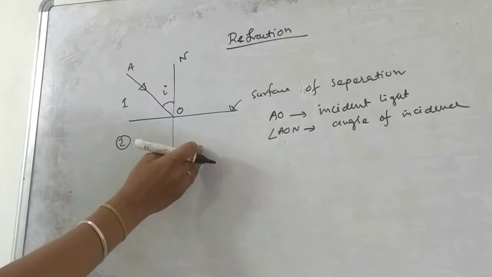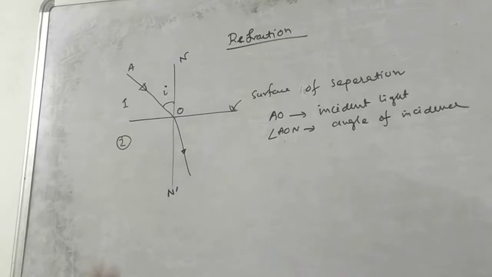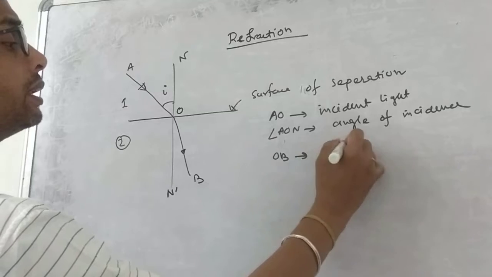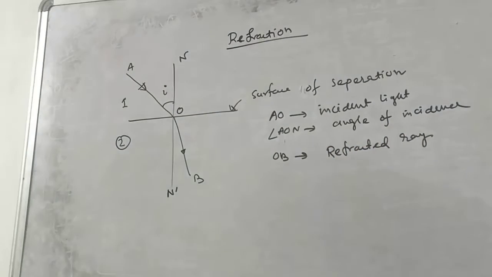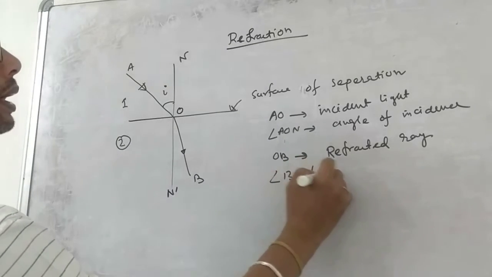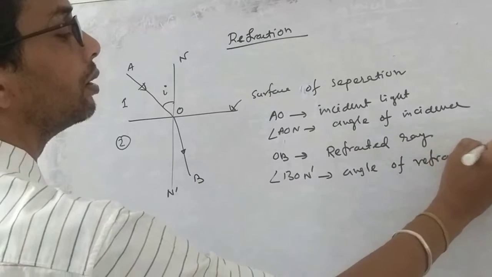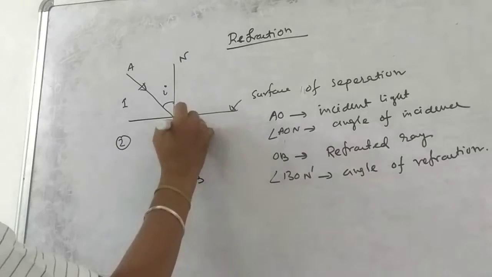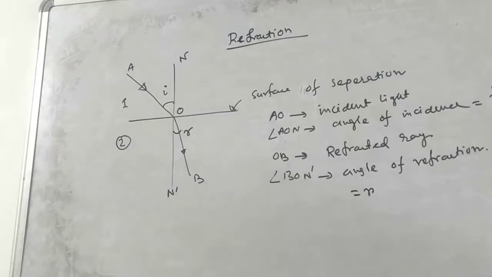From first medium, it goes to second medium. And this is B. So OB is the refracted ray, or potishito roshi. Angle BON dash is angle of refraction, pratisharan kon, and this is represented as R, and this is I. Okay, this is our introductory part.